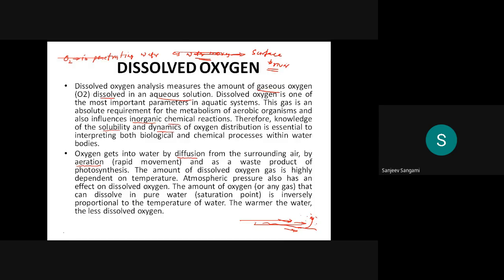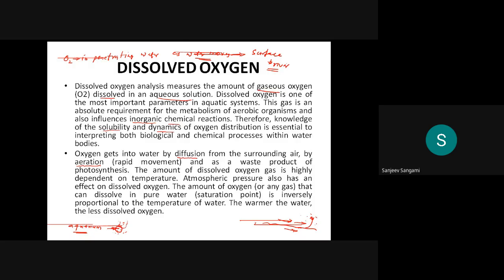The best example for diffusion is your aquarium. In an aquarium, you can see that the oxygen is supplied with the help of a diffuser, which has holes. With that, the oxygen is supplied with the help of the diffuser. So if you want to increase the oxygen content in the aquarium, and as a waste product of photosynthesis.